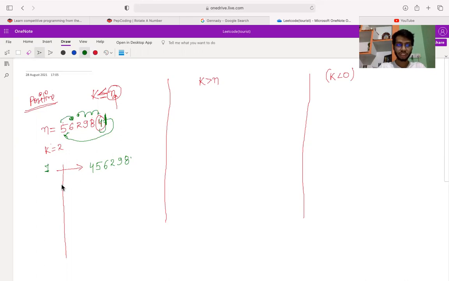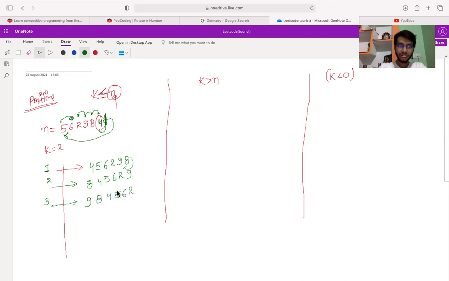In the second rotation, this 8 is going to be shifted again. The 8 joins from the front, and the other numbers shift towards the right. So 8 4 5 6 2 9. If the number of rotations were 3, 9 will join from the front and each number shifts to its right. So 9 8 4 5 6 2.